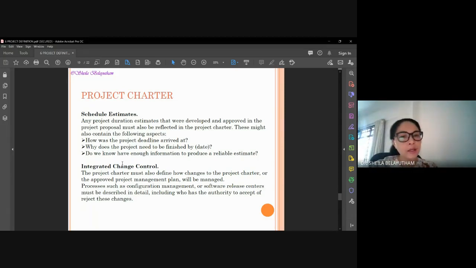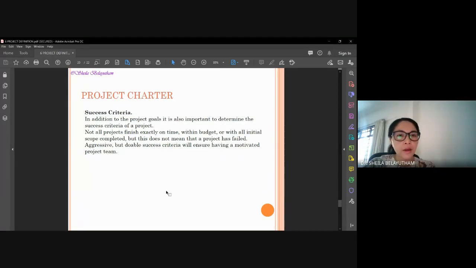The project charter must also define how changes will be managed. If there are any changes initiated by the client, how would they be managed? That is integrated change control. And who has the authority to accept or reject those changes? And success criteria is basically what is considered successful by the client.